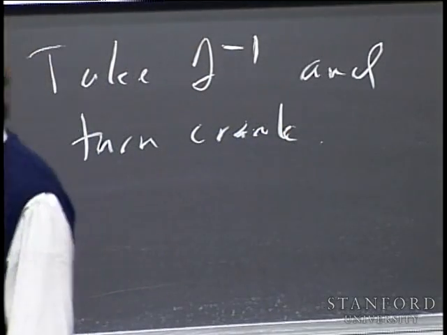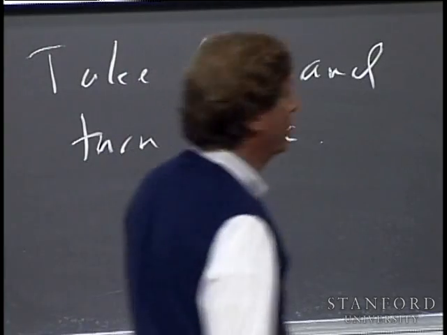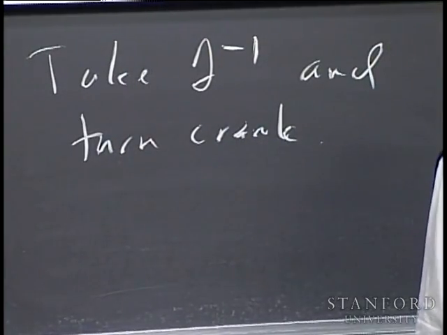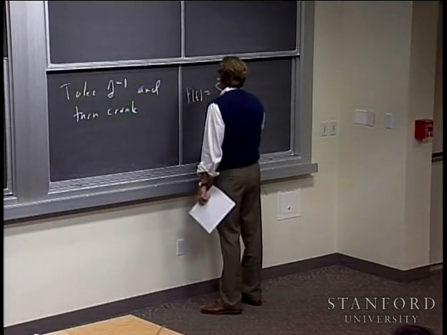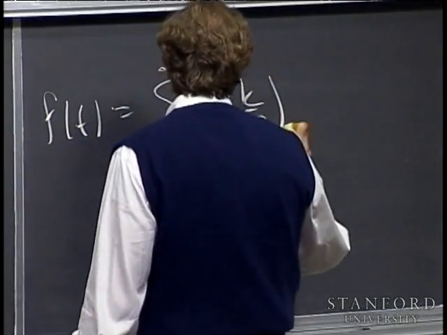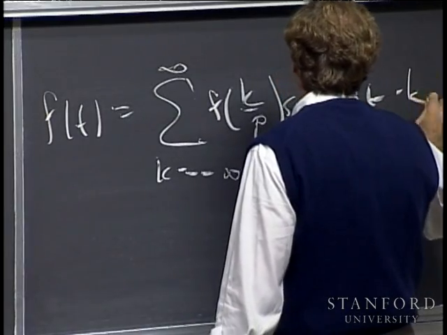The inverse Fourier transform on the left-hand side is just a function again. The inverse Fourier transform on the right-hand side leads to the amazing formula. You get f of t is the sum from minus infinity to infinity of f of k over p times the sinc of p times (t minus k over p).